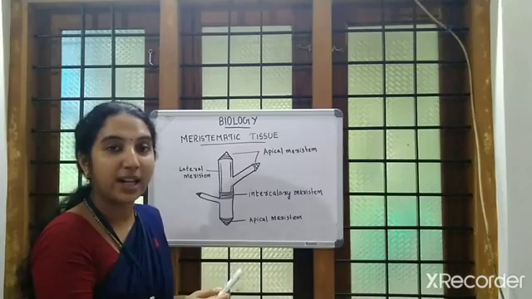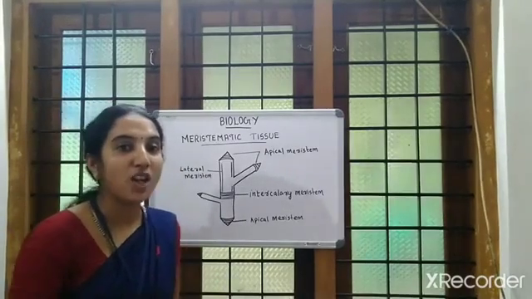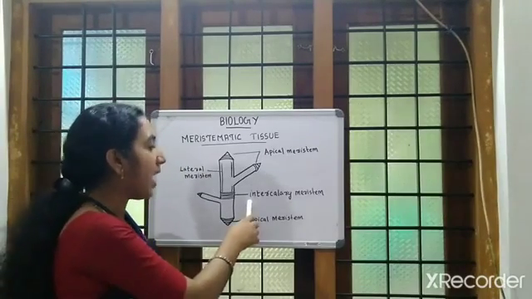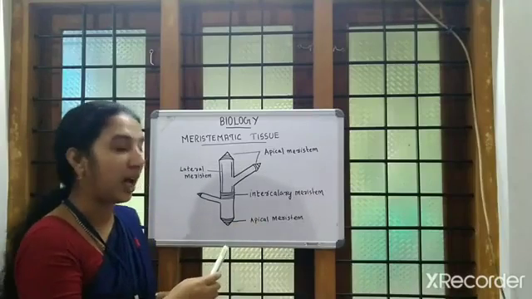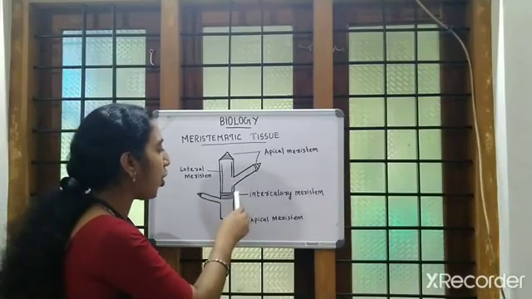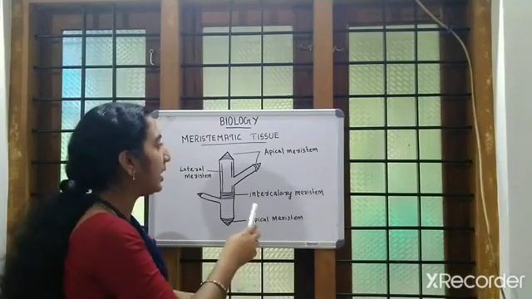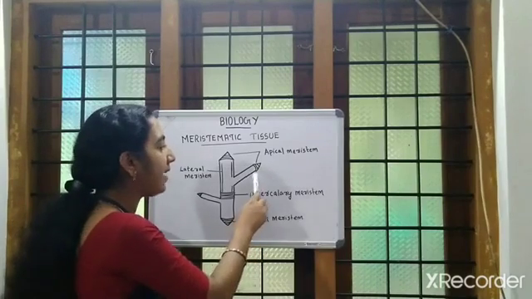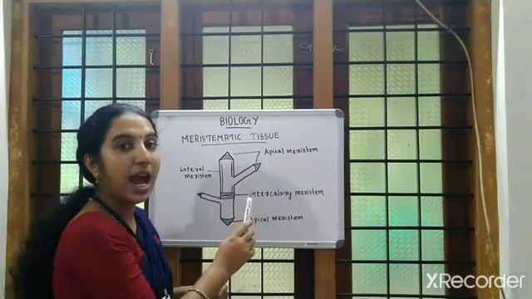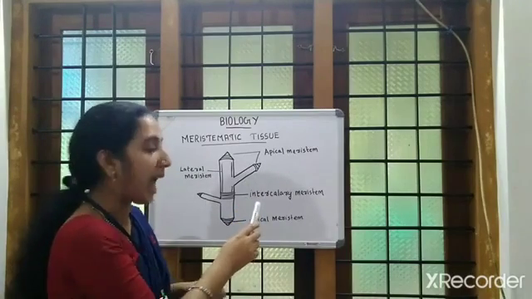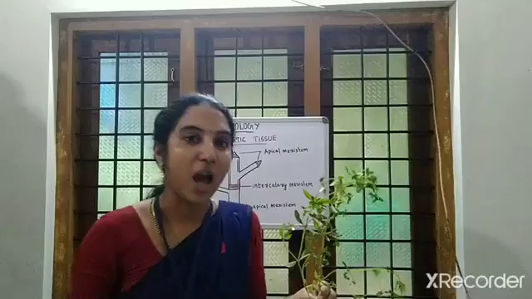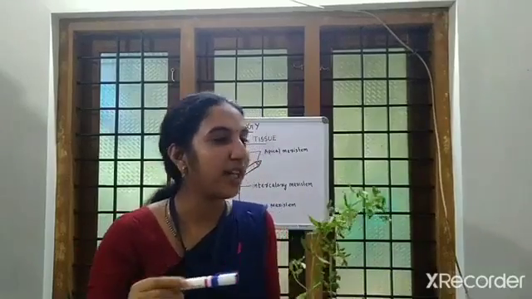Okay, clear? The division of intercalary meristem helps in the growth of the region between two nodes. That is called the internode. And also it will help in the growth of the axillary region, which will ultimately grow into a branch. Understood?